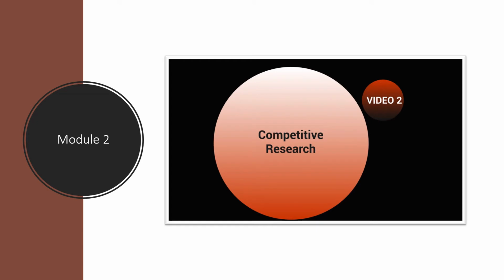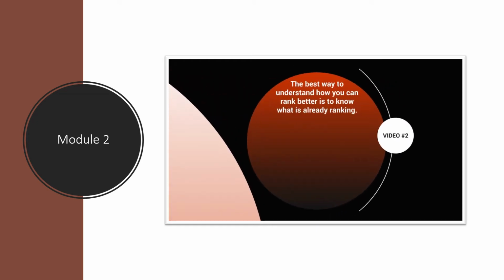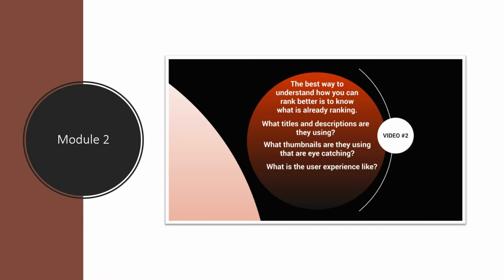So let's talk about competitive research. You see, the best way to understand how you can rank better is to know what is already ranking in your niche or your market. So what we want to do here is analyze the videos that are on the top. I want you to specifically look at what titles, what descriptions, and what thumbnails they are using that are eye-catching, and what the user experience is like when you click through those videos. So let's go ahead and do some competitive research.